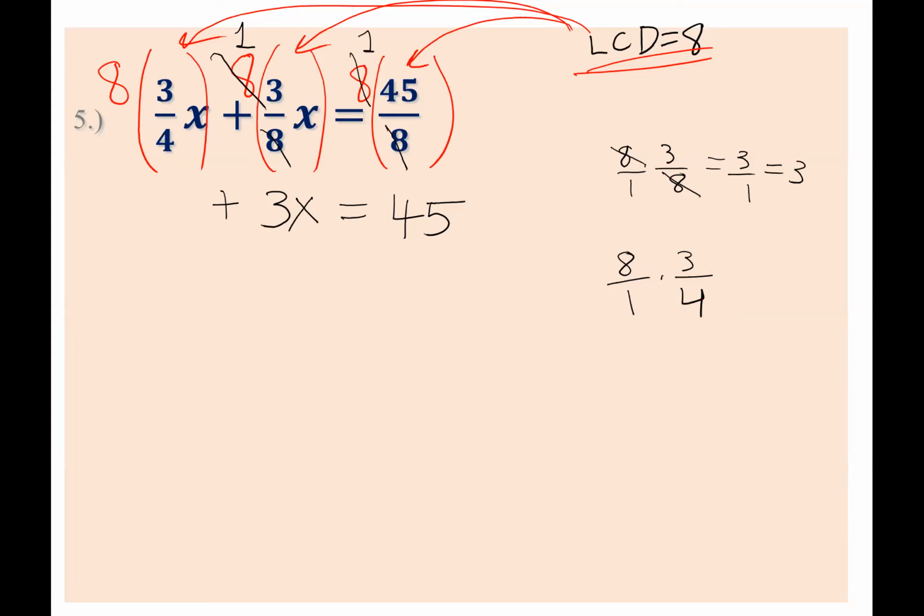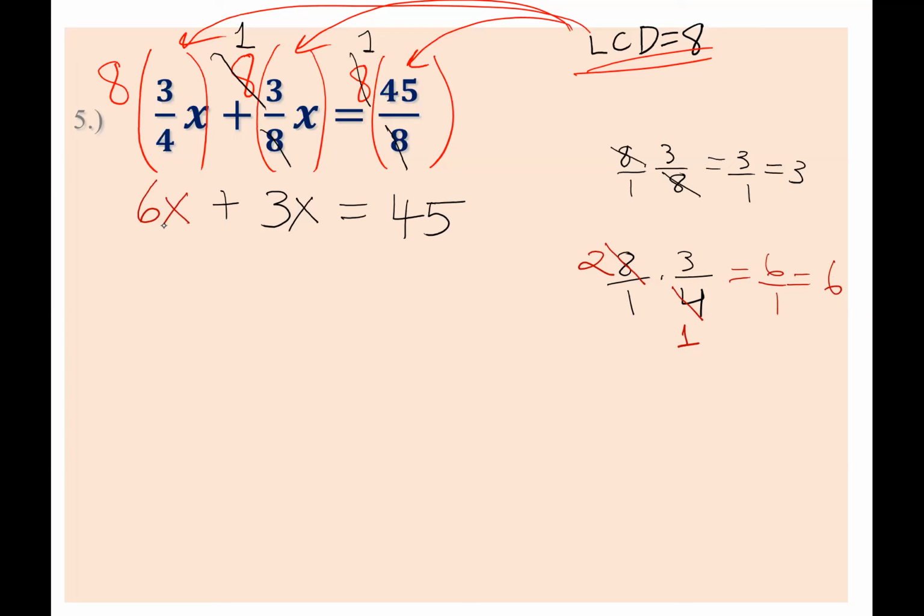8 divided by 4 is 2. So watch this. When I divide each of these numbers by 4, 8 divided by 4 becomes 2. 4 divided by 4 becomes 1. So 8 over 1 times 3 over 4, I can rewrite as 2 over 1 times 3 over 1. It's really just 6 over 1, which is 6. So what that means is I can just write 6x for that first term.